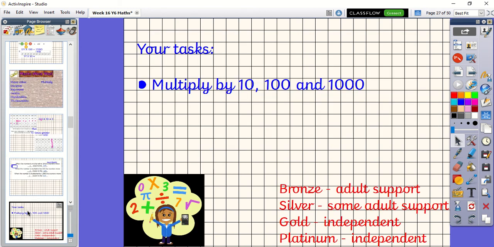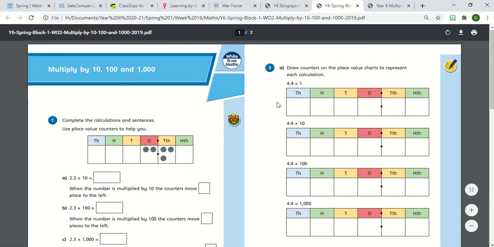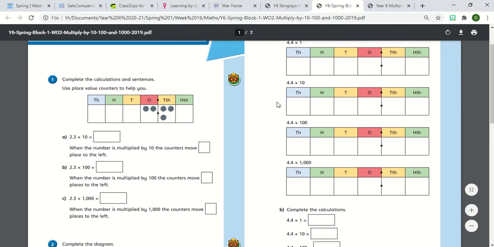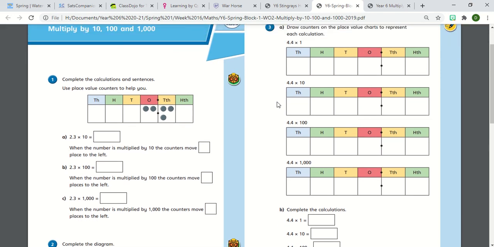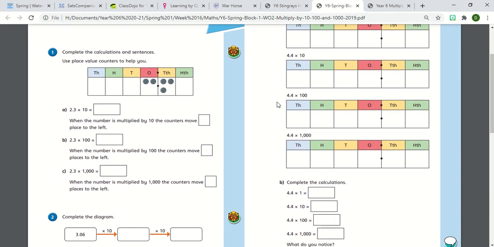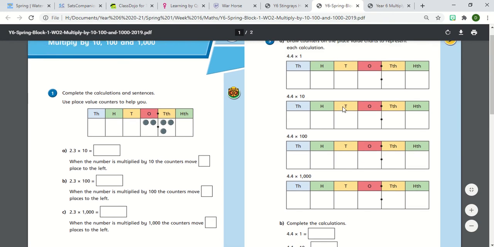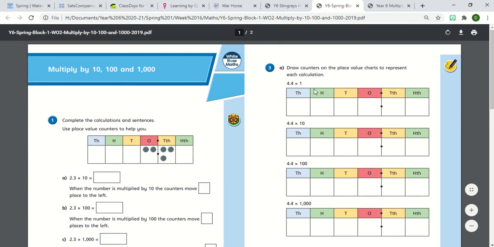Okay, so your task today is to multiply by 10, 100 and 1,000. And it is this worksheet here. Now remember, you don't need to print this off. You can just write it down on paper. That's absolutely fine. Or you can complete it on a laptop if you've got one at home. Just have a go, okay? Some of them are a little bit tricky where you've got 3.06 multiplied by 10 and then multiplied that number by 10 again. And you've got a place value chart on question 3 to help you as well.